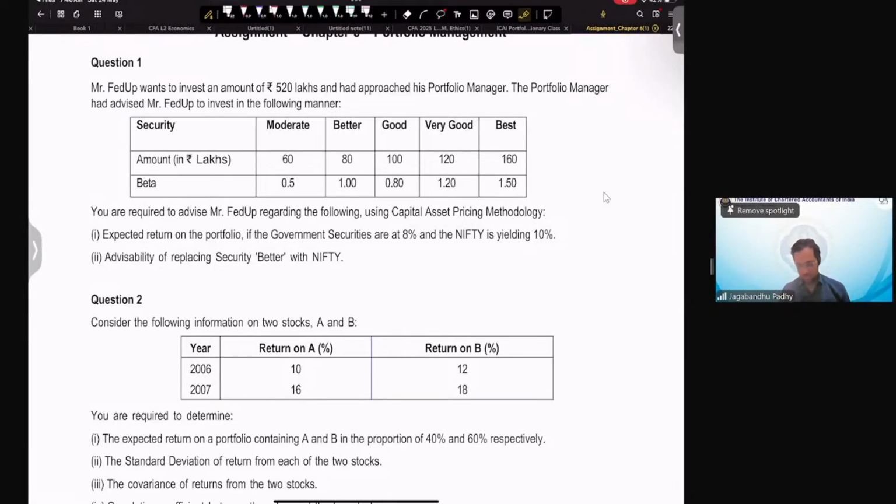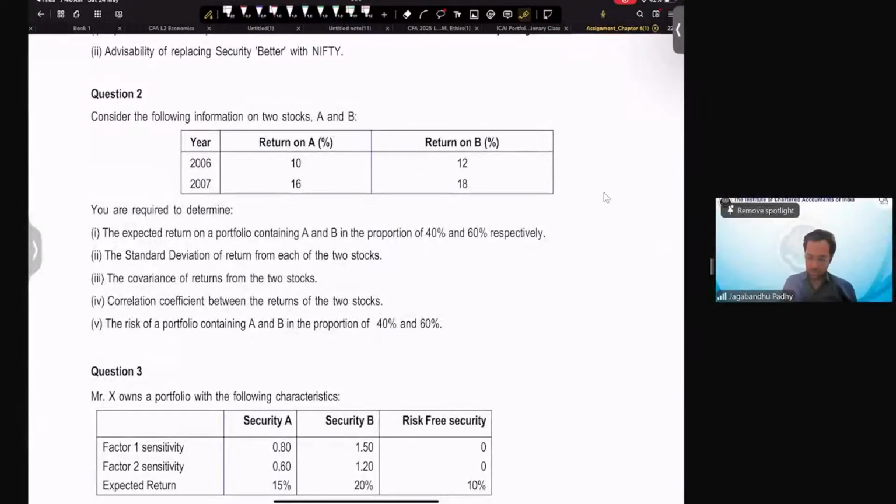Now let's go for question number 2. Consider the following information on two stocks, A and B. So we have return on A and return on B. We have data for 2 years, 2006 and 7.